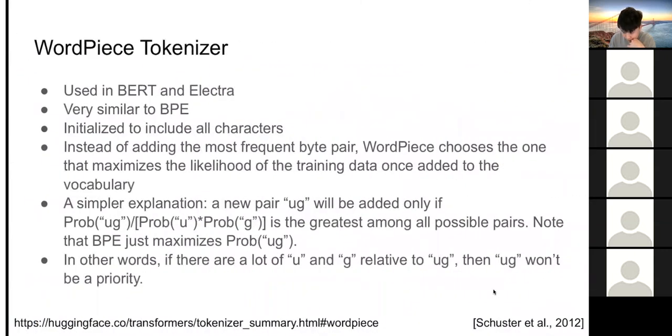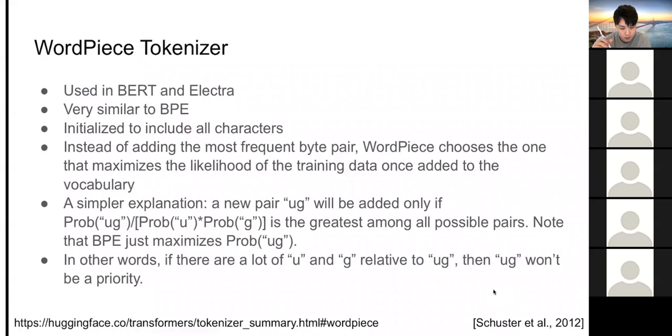After that, other things are relatively, I would say, quite similar to BPE. It's just that WordPiece is a bit different from BPE in that it basically tries to replace a pair that's not the most frequent, but one that maximizes the likelihood of the training data once added to the vocab. So this is a very hard way of explaining it. I'll just try to explain a bit, but I think it's not super important at the moment. Just try to think of it as the following.